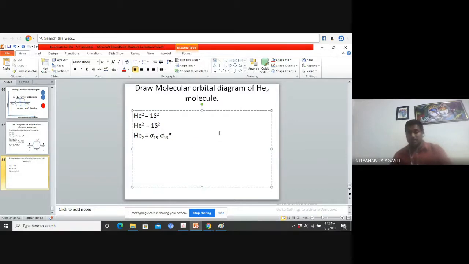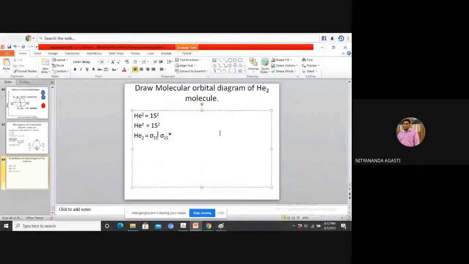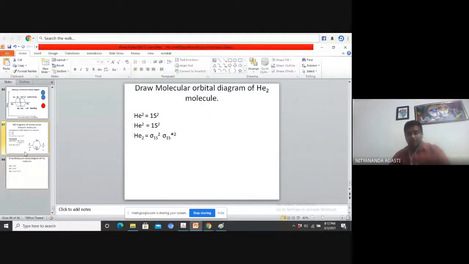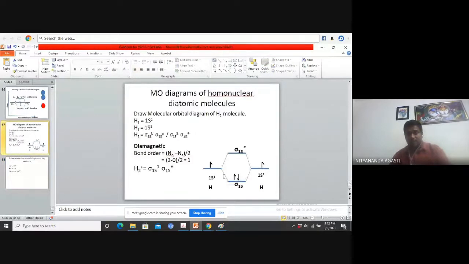Now, how many electrons do we have? In total, 4. So 4 will be distributed now as per the Aufbau principle. We'll be writing 2 each. I'm not taking much time. I'll copy this diagram for you. Allow me some time. I'll copy everything so that we can finish it in lesser time.